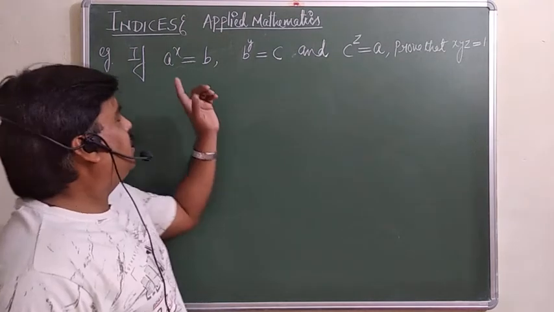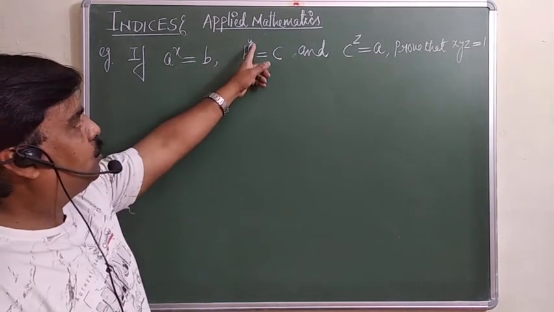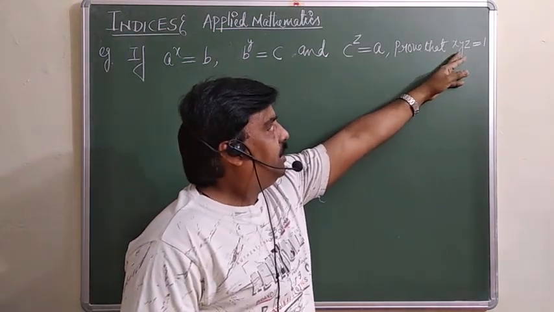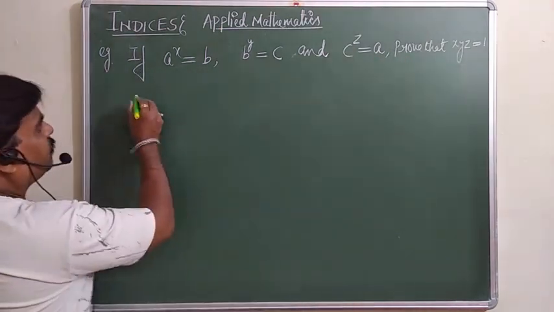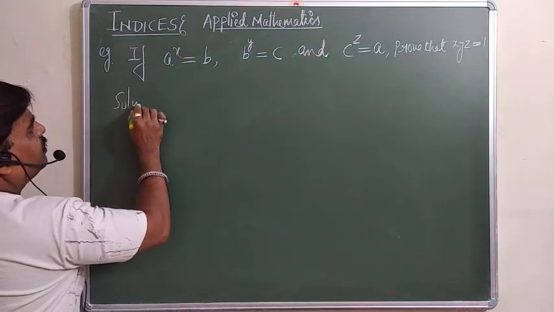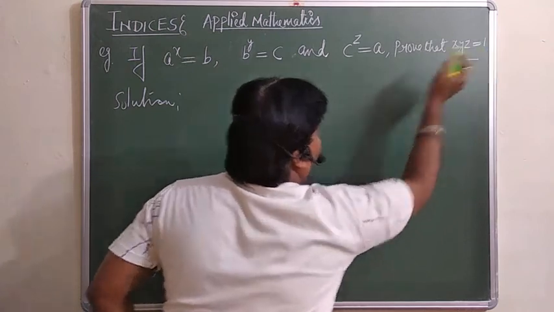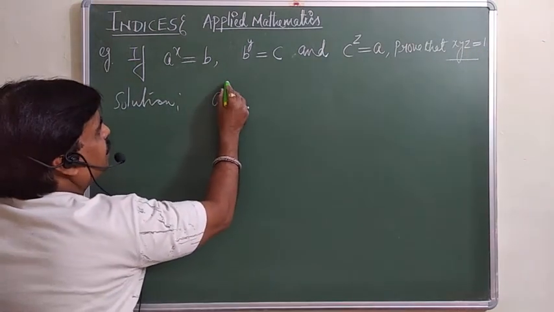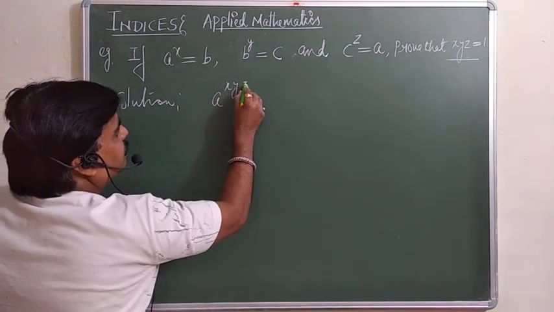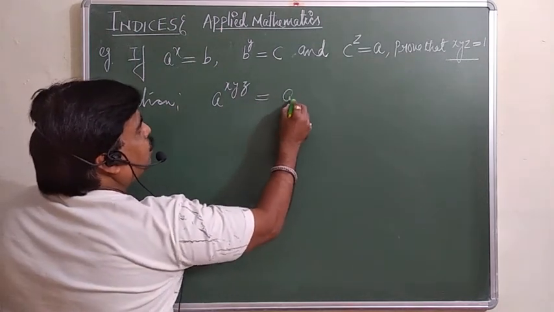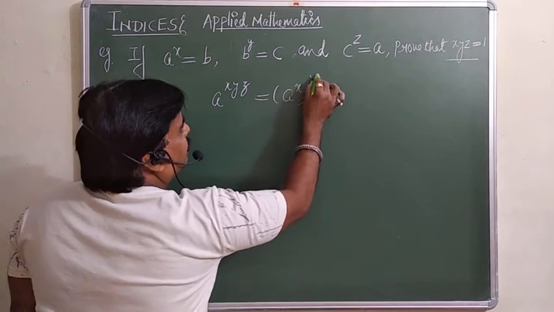See now, the question is a raised to power x is equal to b, b raised to power y is equal to c, and c raised to power z is equal to a. We are supposed to prove that xyz is equal to 1. So what we will do here: you need xyz is equal to 1. So you can write down a raised to power xyz. And this can be written as a raised to power x, whole raised to power yz.